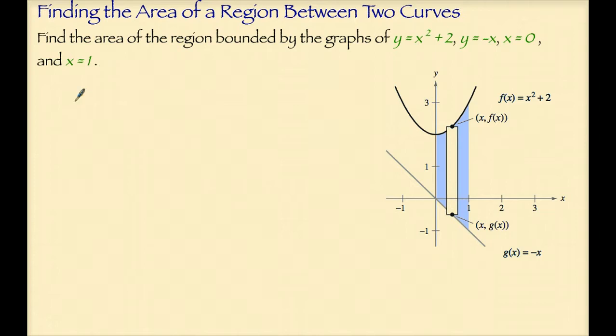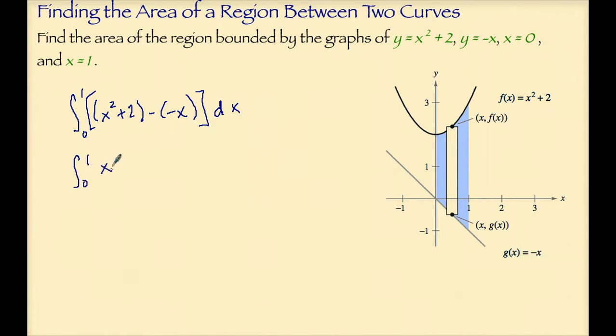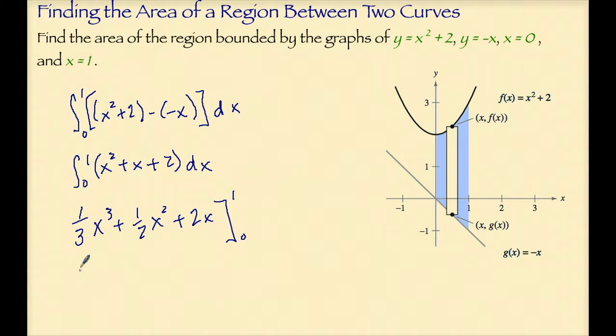So let's set up that integral. We're going to have the endpoints of integration from 0 to 1, the top function, which is x squared plus 2, minus the bottom function, which is negative x. And that will be integrated with respect to x. Let's simplify the integrand. This is going to be from 0 to 1, x squared plus x plus 2 dx. Now we integrate. That's going to be 1/3 x cubed plus 1/2 x squared plus 2x from 0 to 1.